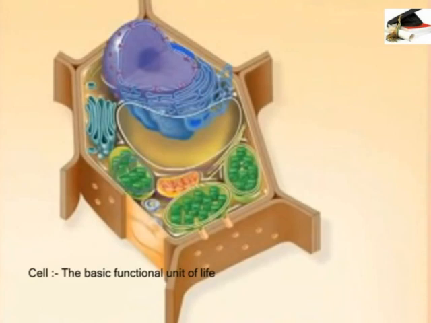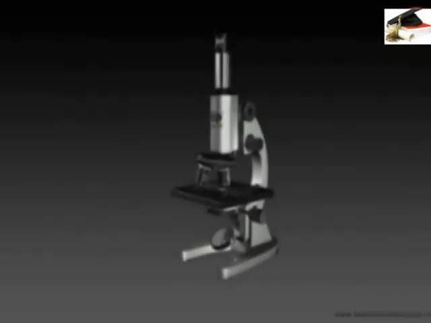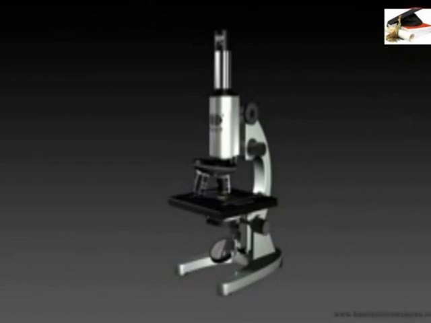The cell is a very small structure and cannot be seen with the naked eye, and hence it requires the use of a powerful magnifying instrument called the microscope. In 1650, Zacharias Janssen invented the compound microscope, which combines two lenses for greater magnification. Later on, in 1665, Robert Hooke used an improved compound microscope to observe the cells.